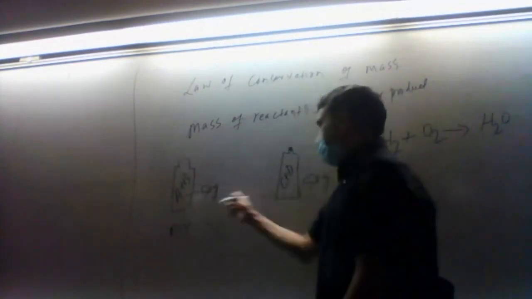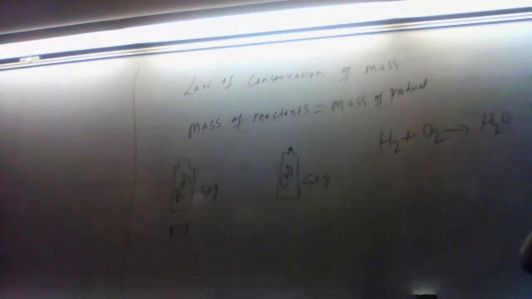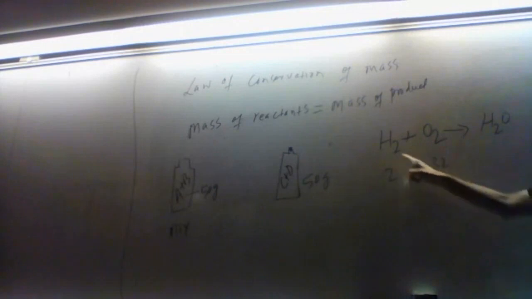We cannot tell the mass conservation just by looking at this equation. You see, hydrogen here is 2, oxygen here is 32. You see that? So one oxygen is 16 in the periodic table, so two oxygen is 32. One hydrogen is 1, two hydrogen is 2.